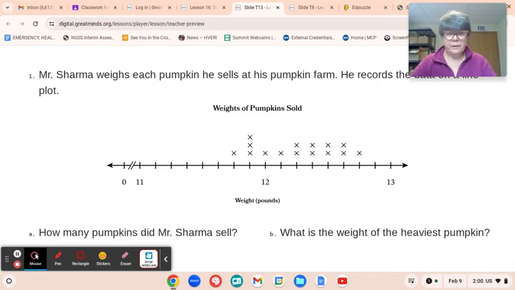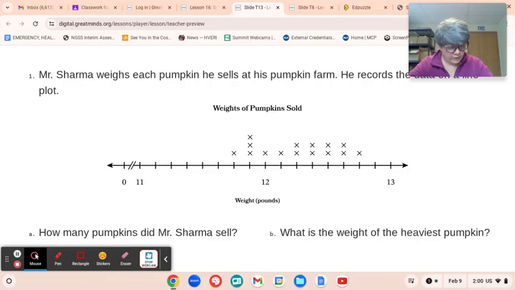Okay. How many pumpkins did Mr. Sharma sell? All right, that's letter A. So you're going to be recording the answer. Make sure that you're taking notes and writing down the answers that you see. How many pumpkins did he sell? Count our little X's here. 4, 5, 6, 7, 8, 9, 10, 11, 12, 13, 14, 15. He sold 15 pumpkins. So that's the answer to letter A.